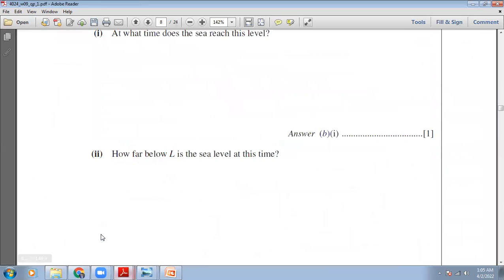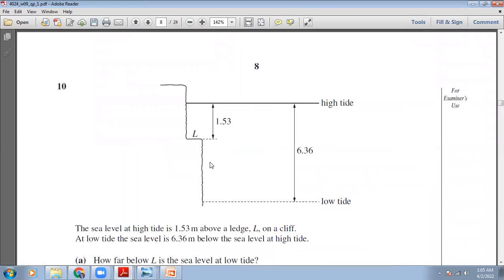So the water is here, and it is 2 point something below. So how much is it below the ledge? So we have to tell this distance.